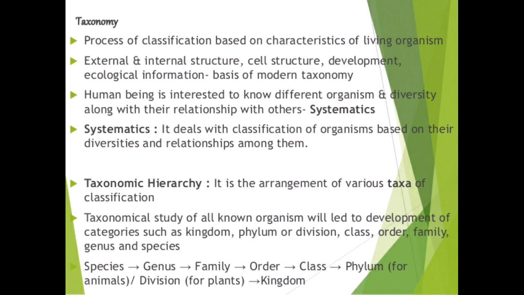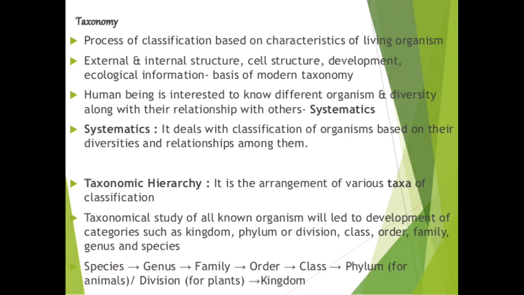Now see taxonomy, the process of classification based on characteristics of living organisms. External and internal structure, cell structure, development, and ecological information are the basis of modern taxonomy. Human beings are interested in knowing different organisms and their diversity, along with their relationship with others, which is known as systematics. Systematics deals with the classification of organisms based on their diversity and relationships among them.